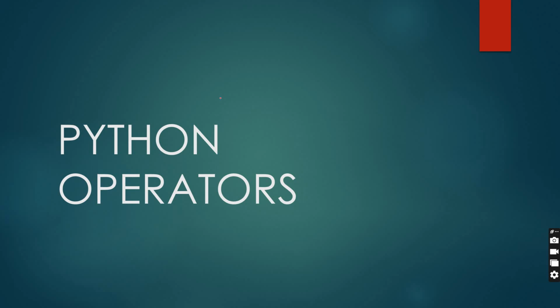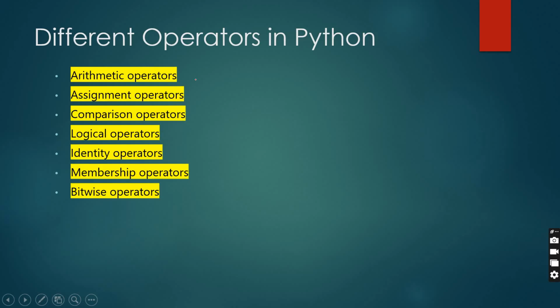In this particular video, I will discuss Python operators. So we have different types of Python operators. First one is arithmetic operators, then assignment operators, comparison operators, logical operators, identity operators, membership operators, and bitwise operators. So let us try to understand one by one.